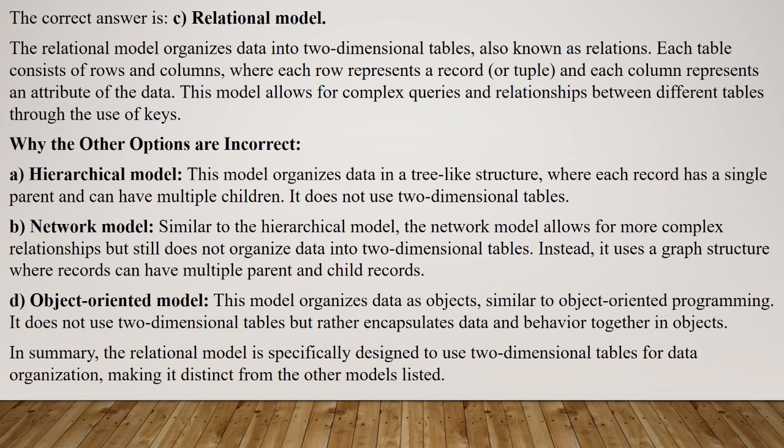D, object-oriented model. This model organizes data as objects, similar to object-oriented programming. It does not use two-dimensional tables, but rather encapsulates data and behavior together as an object. In summary, the relational model is specially designed to use two-dimensional tables for data organizing, which makes it distinct from the other models as we see above.